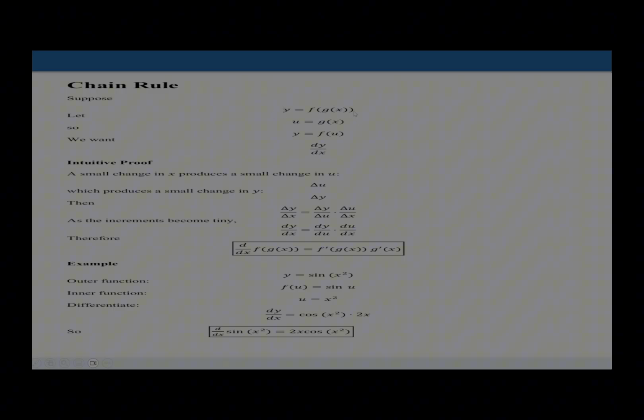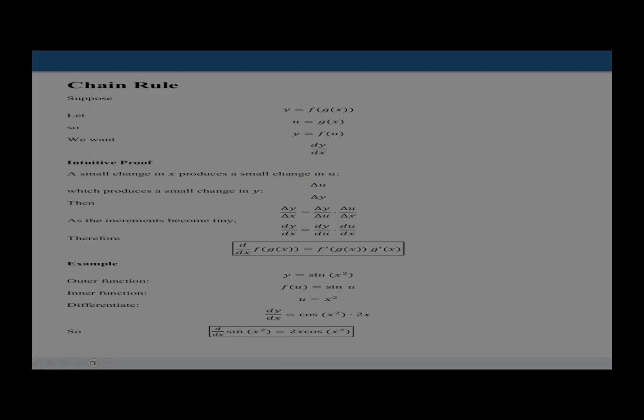This one is y equals f(g(x)). We're still doing the same thing: u equals g(x) and y equals f(u). Now we're going to find du/dx, the derivative of y with respect to the variable x. A small change in x produces a small change in u, so delta u, which would produce a small change in y. So then you've got delta y and delta x.